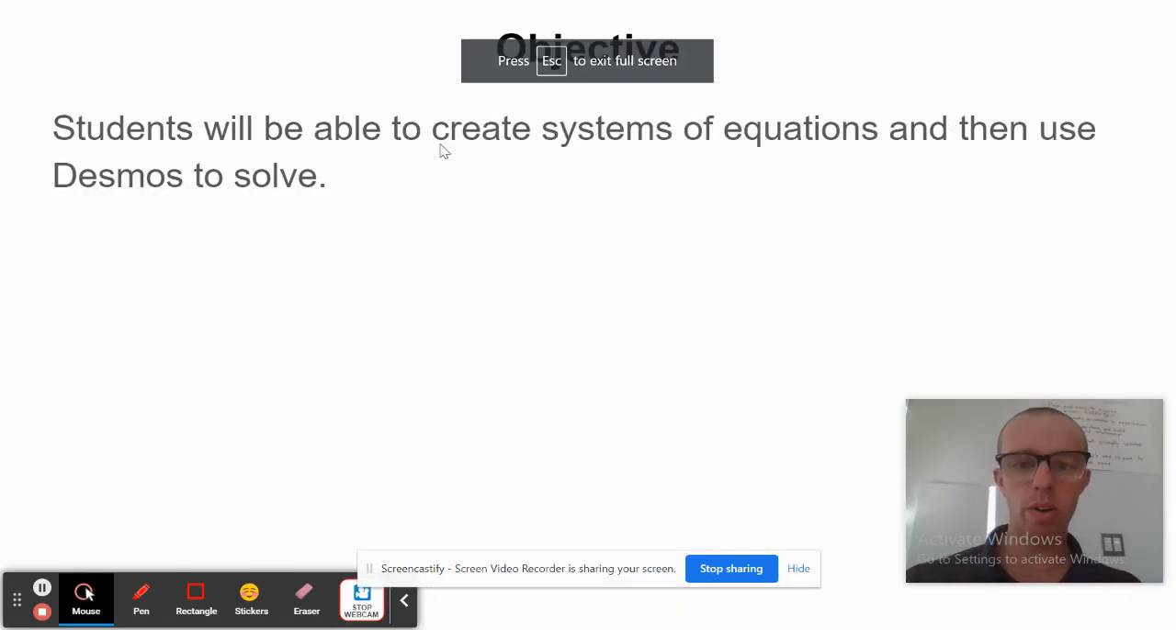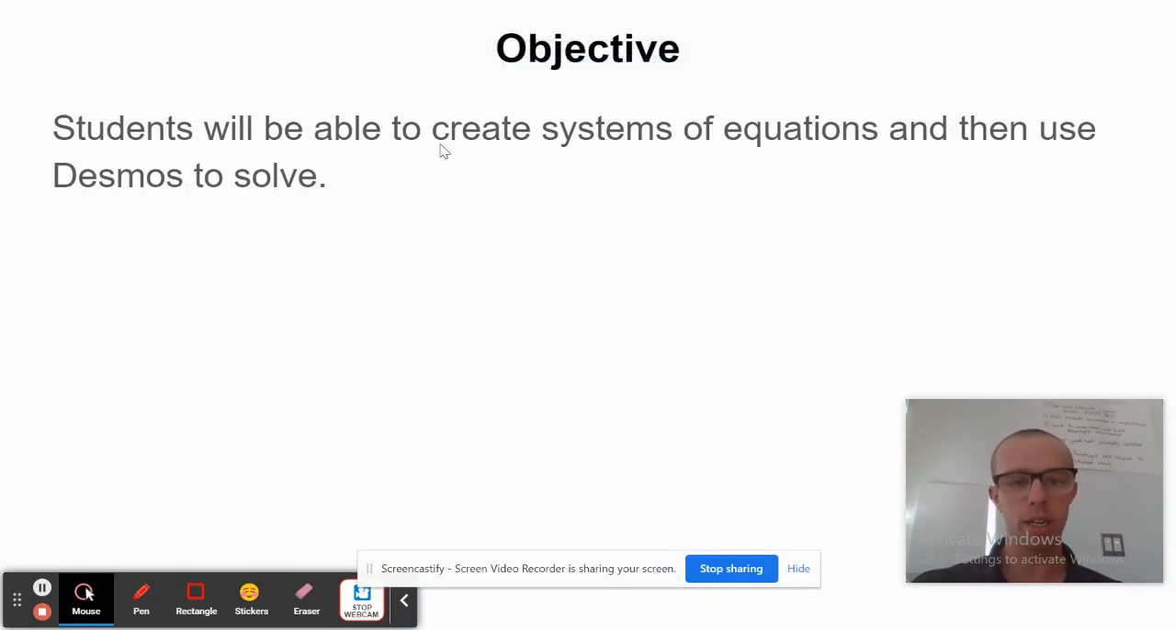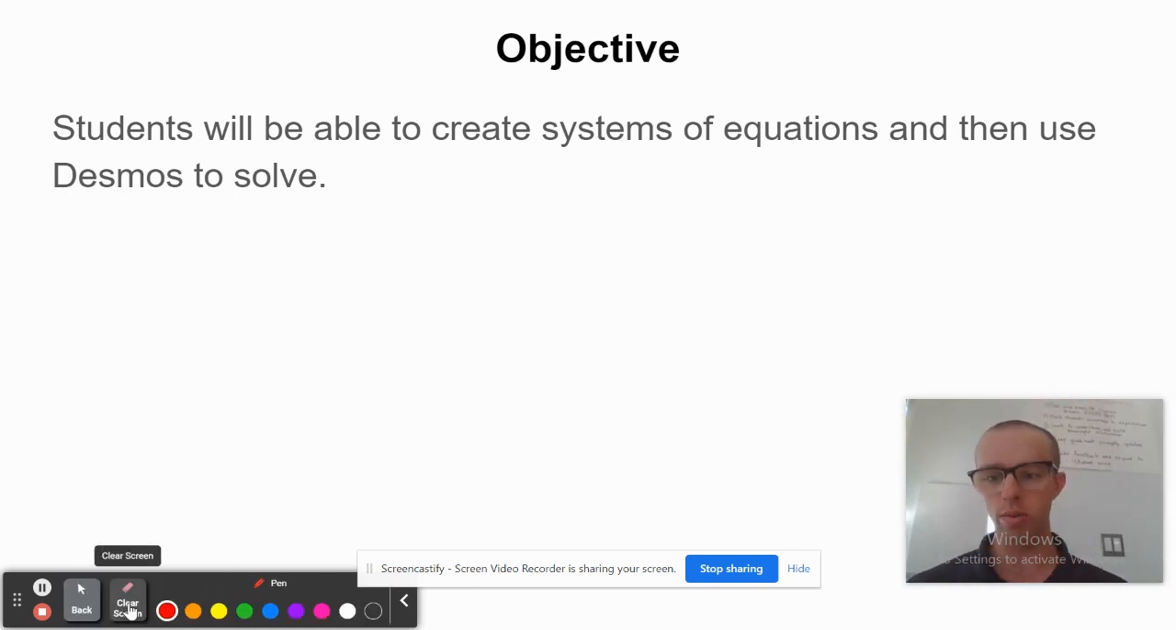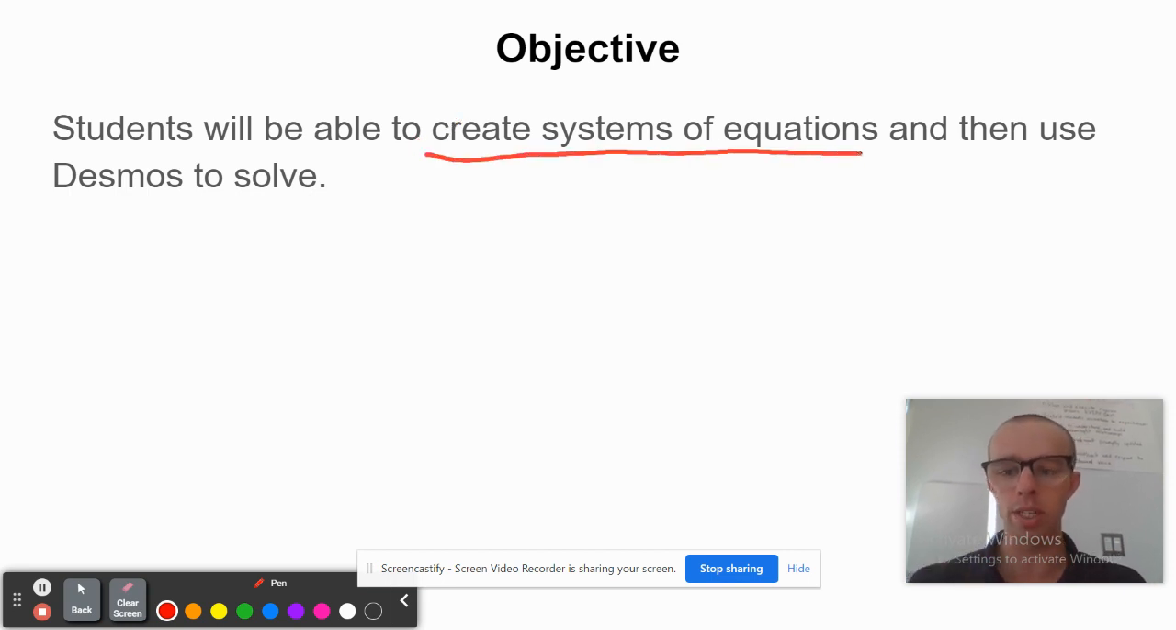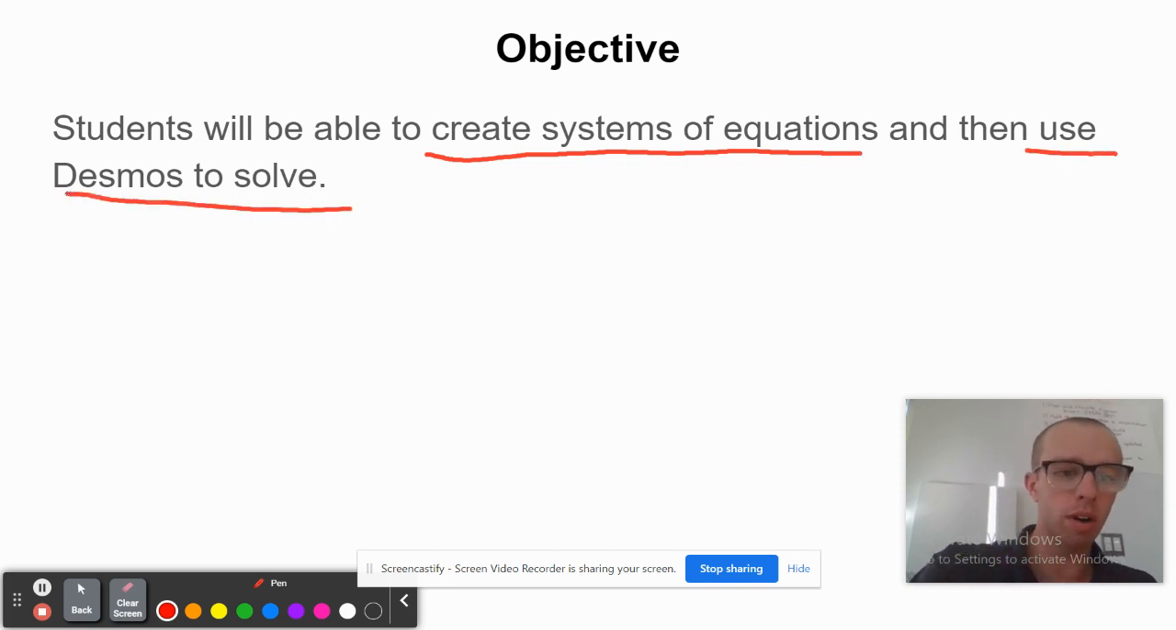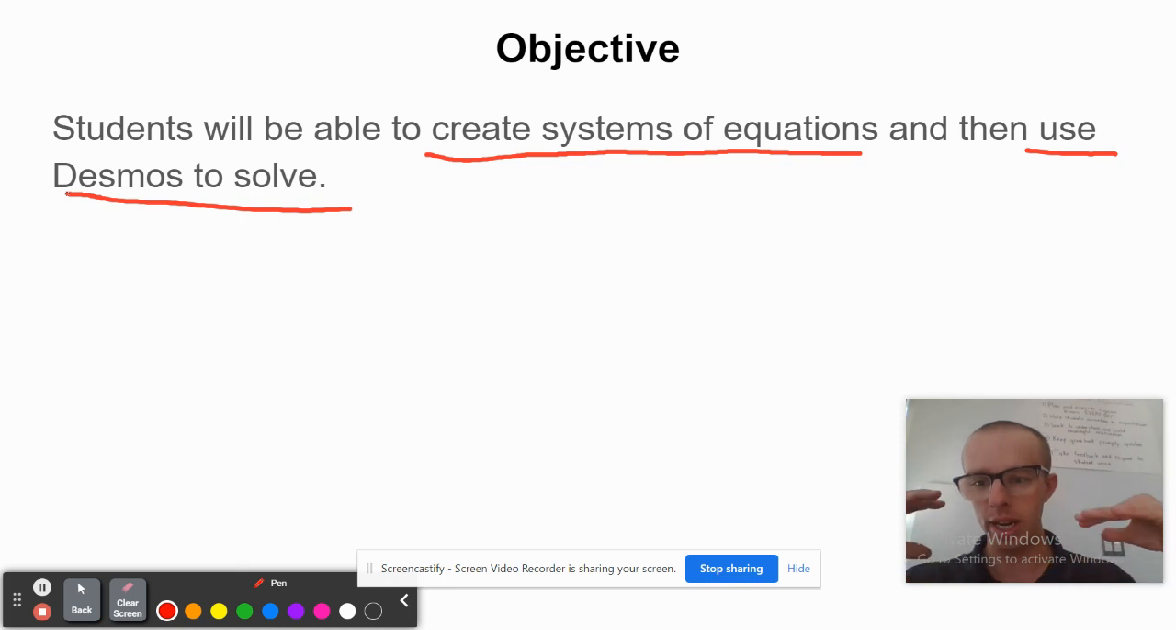All right, everyone, welcome to this video where our objective is that students will be able to create systems of equations and then use Desmos to solve. This combines our two lessons from yesterday, where in the front group, when you were working with me, we worked to create systems of equations. And in the back group, you used Desmos to solve systems of equations. So now we're going to take those two skills, combine them together so we can take word problems and solve them from start to finish on our own.